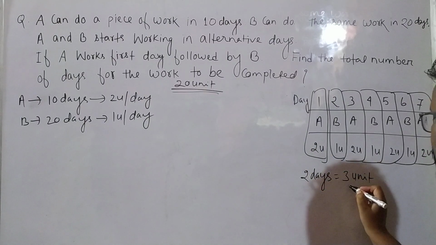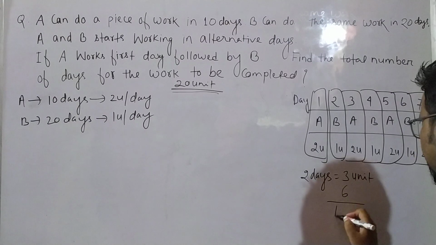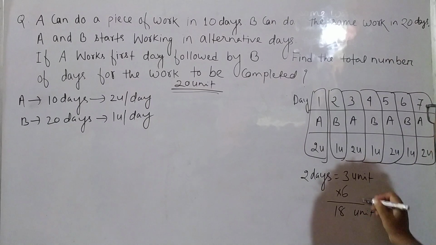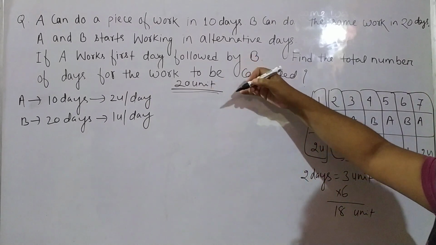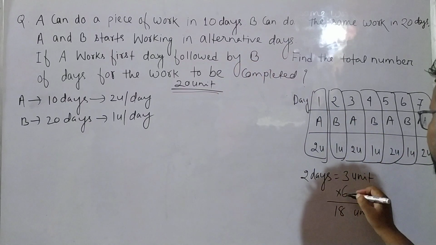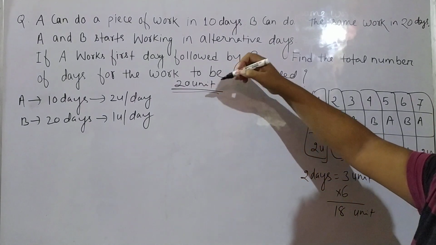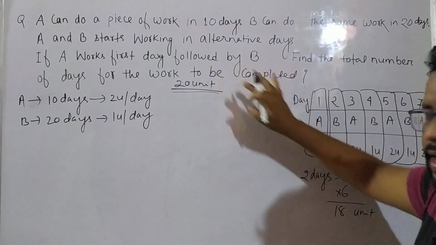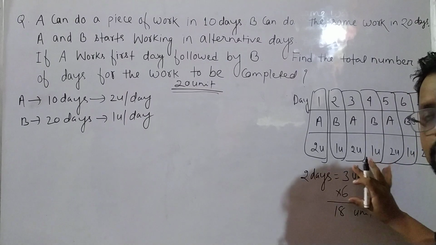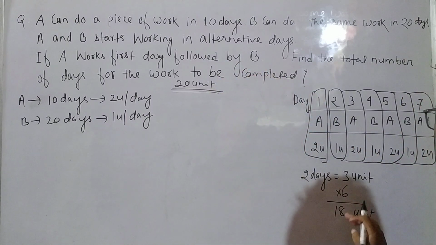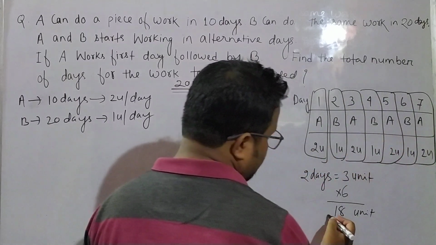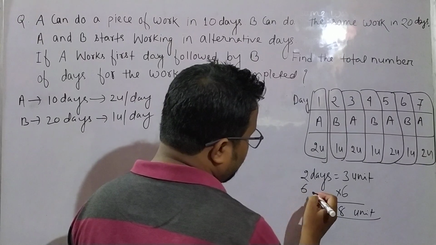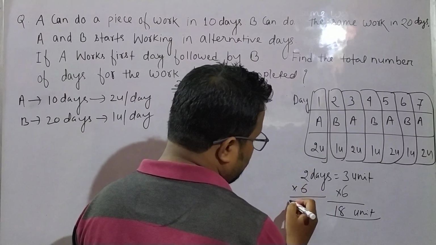6. If I multiply with 6, then it will be 18 units. Don't multiply with 7 because it will be more. If I multiply with 7, it will be 21. So you don't multiply with such a number that this value becomes bigger than this. This value must always be smaller than this. So I am multiplying with 6, so it is 18 units. Here also I am multiplying with 6, so it will be 12 days.